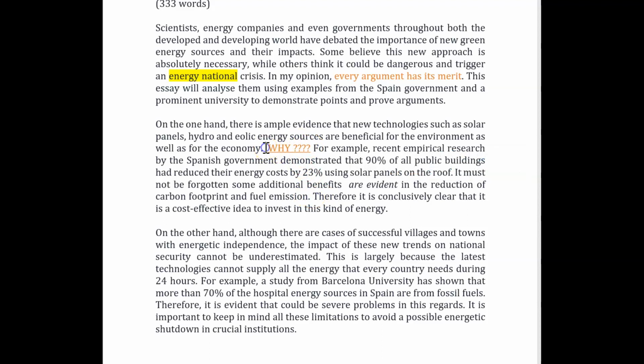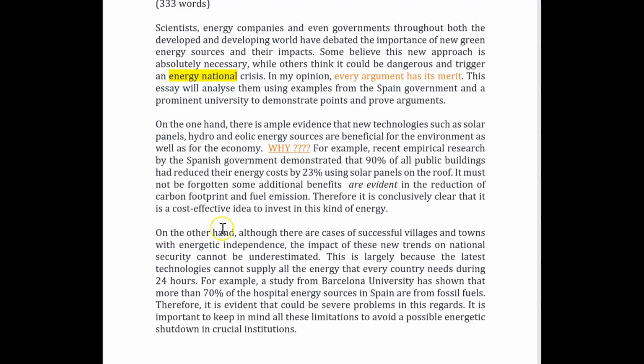So why are they beneficial? They're reducing the impact of carbon coming from factory emissions, from pollution. They are reducing our dependence on fossil fuels, which have been proved to be dangerous for the environment and are running out. So you need more in here before your example.